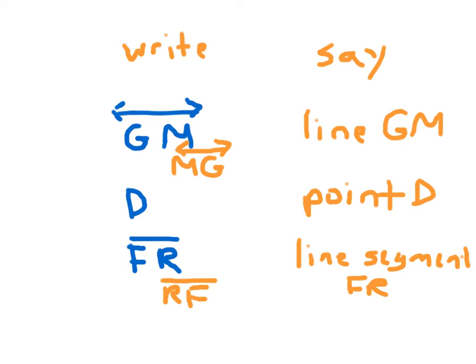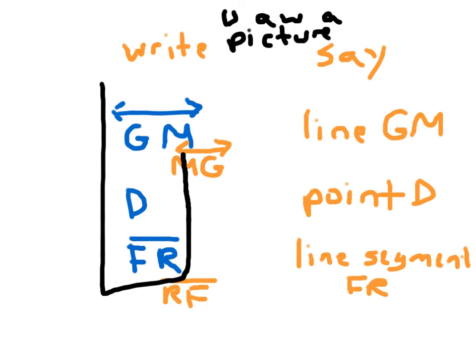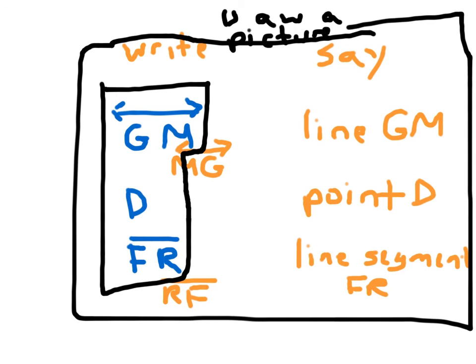For your turn, go ahead and draw a picture that shows each of these here. You should draw a line GM, point D, and a line segment FR. And then go ahead and copy the rest of this table down as well, as to what it is that you would write and what is it that you would say. Do that, please. Hit pause.